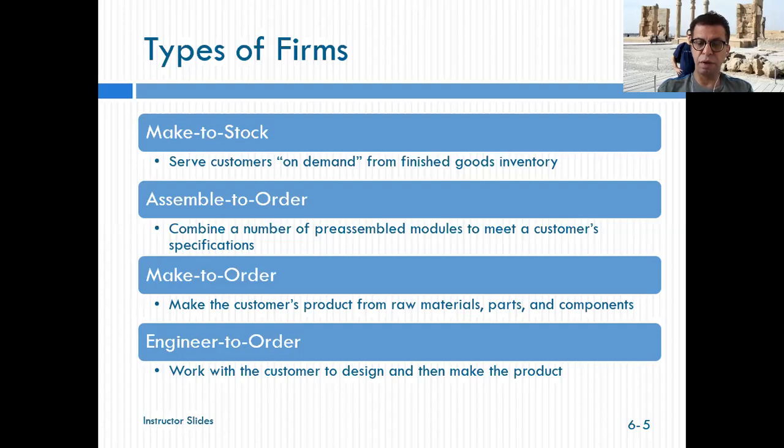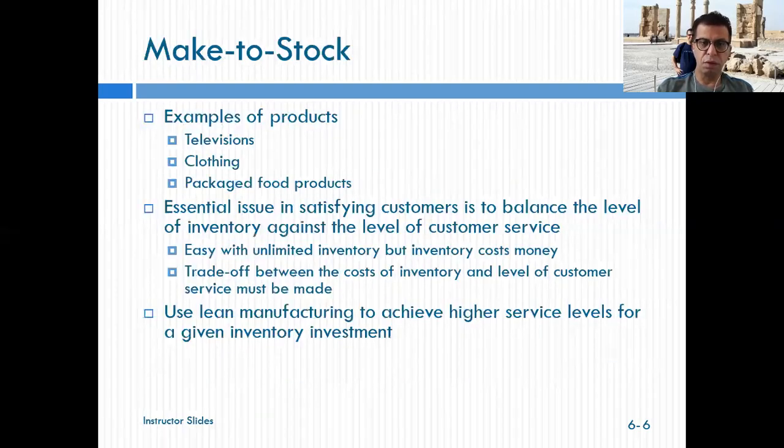And then you have engineer to order, where you haven't done anything for it. First of all, you sit with the customer, you look at their requirements, and accordingly you try to build your products. Now, examples of make to stock products are, for example, televisions, clothing, packaged foods. These are food products. These are examples of make to stock.